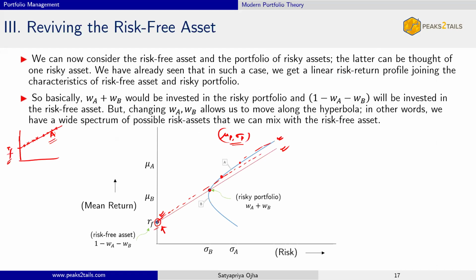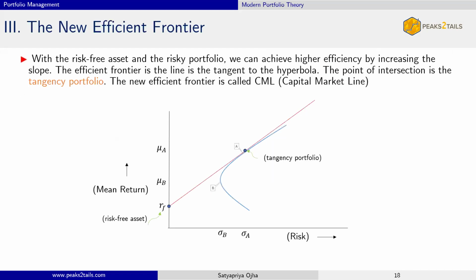By the way, we already discussed all of these. The highest possible slope is the one with the tangency portfolio. That's the one with the highest Sharpe ratio. And this line is called CML, capital market line. In general, when you connect the risk-free asset to any portfolio, you get a line that is called capital allocation line, CAL. But if you take the tangency portfolio, it's a special case. Then the line that you get is called CML, capital market line.